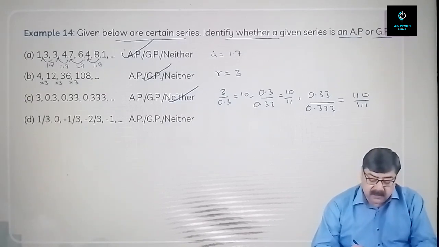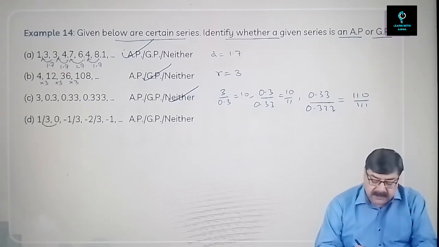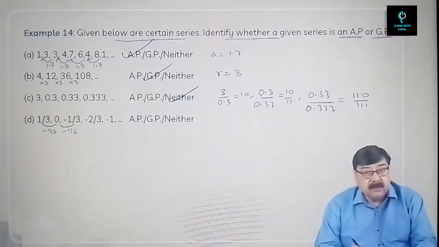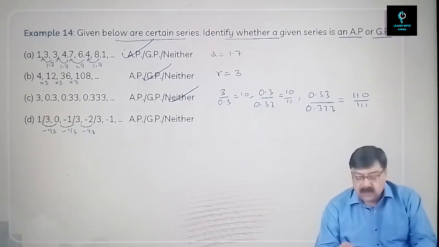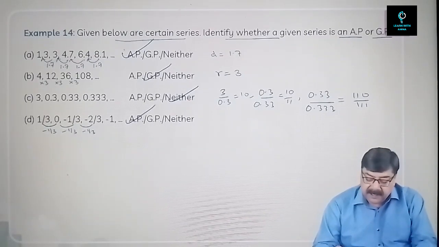Now 1 by 3, 0, minus 1 by 3, minus 2 by 3. Quite simple. 1 by 3 minus 1 by 3 is 0. Minus 1 by 3 is minus 1 by 3. Minus 1 by 3 is minus 2 by 3, and so on. So this is definitely an AP which has a common difference of minus 1 by 3.